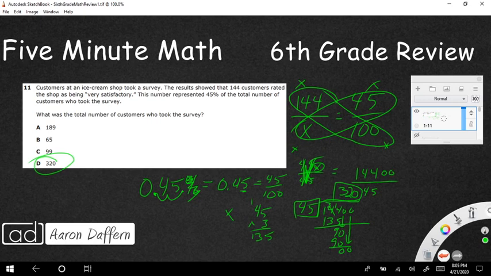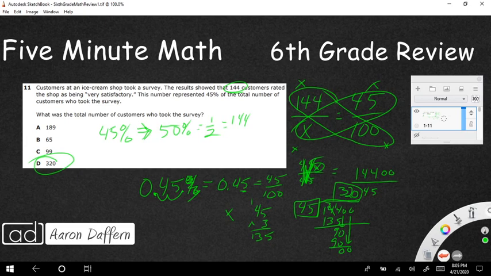Now, how could we have done that a lot simpler? Well, there's a simpler way that we could have done this with estimation. 45%, you know what? I'm going to round that up to 50% because that's an easy fraction. 50% is half, right? So half the people said they liked it. And half was 144, or actually a little bit less than half was my 144.